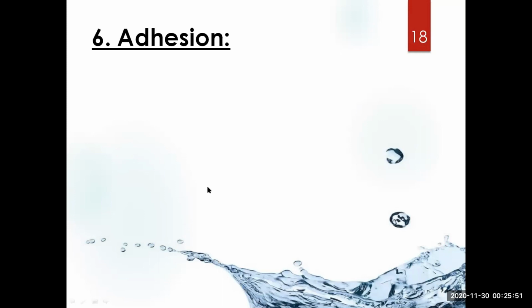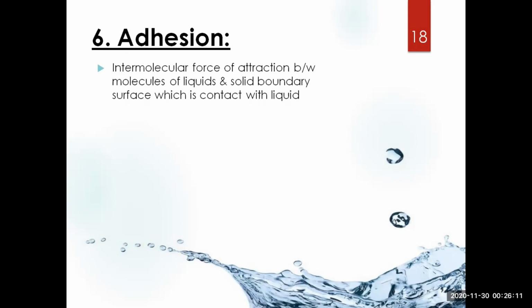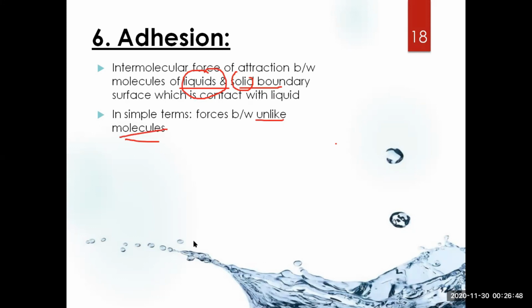Adhesion is the reverse of the cohesive property. Cohesion is the force of attraction between the same liquids, whereas adhesion is the force of attraction between different molecules or unlike molecules. It is the force of attraction between molecules of a liquid and a solid boundary, which is in contact with the liquid. That means the force of attraction between two different surfaces. In simple terms, it is a force between unlike molecules: one is a solid molecule and another is a liquid molecule.